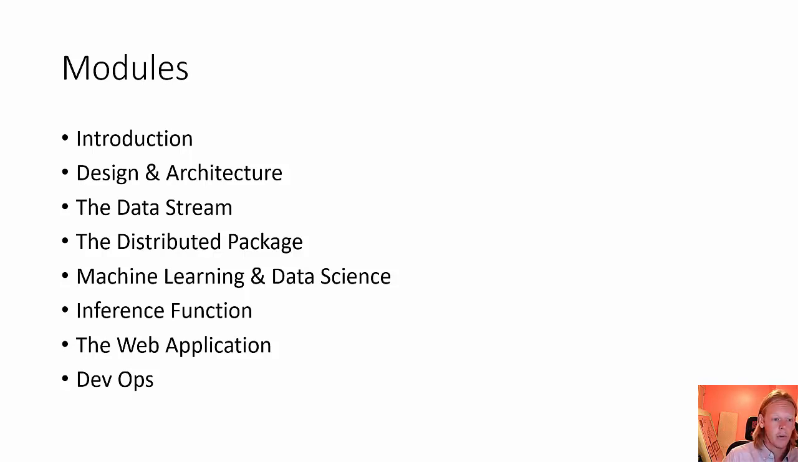Inference function, this basically is the result of the machine learning. It's taking those algorithms that get developed in that process and then actually running them on the live data stream. So it's all about that section of code. There's a web application. Ultimately, this is where the value is surfaced, as well as the DevOps, the continuous integration and release. So we've got a variety of modules and we'll cover all of those.